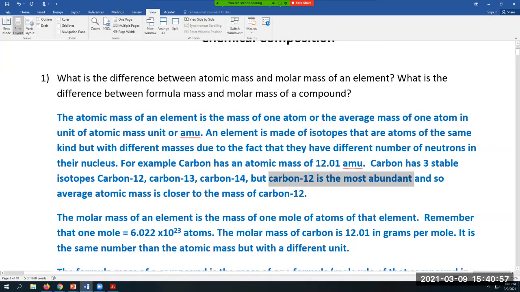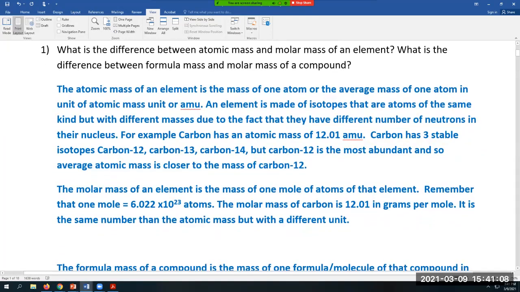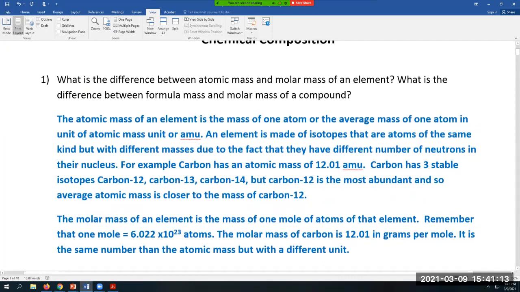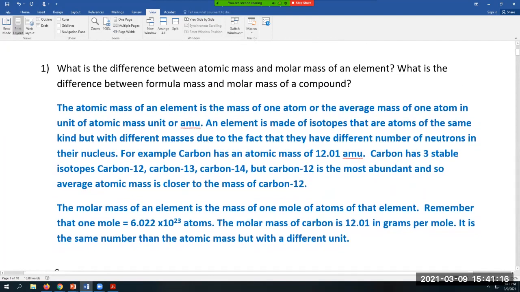So now, what is the molar mass of an element? Here the key word is molar. The fact that it's molar means it's the mass of 1 mole, 1 mole of atoms, because here we're talking about an element. So it's 1 mole of atoms of that element. And remember how 1 mole is 6.022 times 10 to the 23rd atoms. So the molar mass is the mass of this many atoms of the element you're looking at.